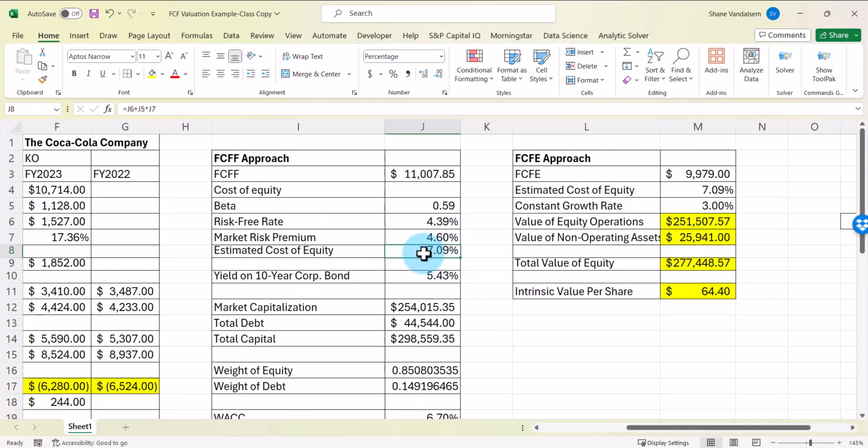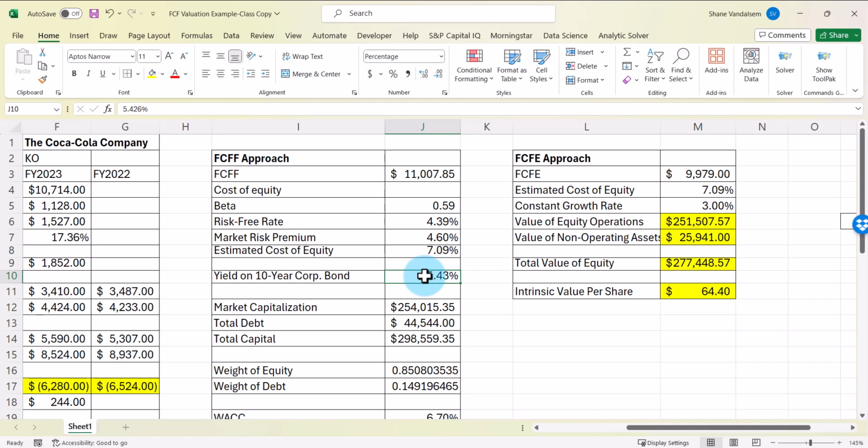The cost of equity at 7.09% is kind of low relative to the yield on Coca Cola's 10-year bond at 5.43%. Usually we would see a little bit of a bigger difference between the cost of debt and the cost of equity there. So we might consider that, especially since we use the capital asset pricing model here, and that often gives us maybe a little bit lower value for the cost of equity than we'd normally suggest.